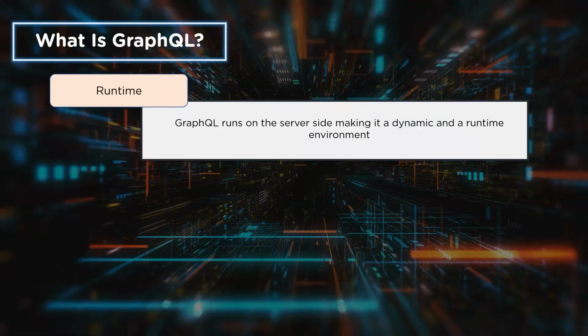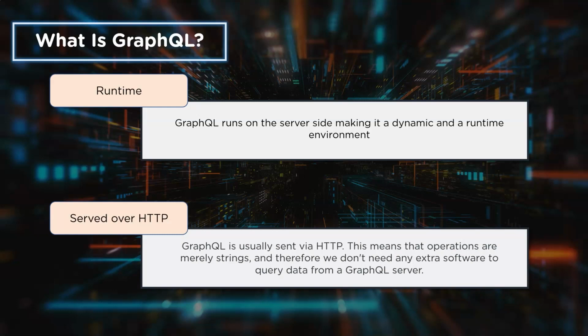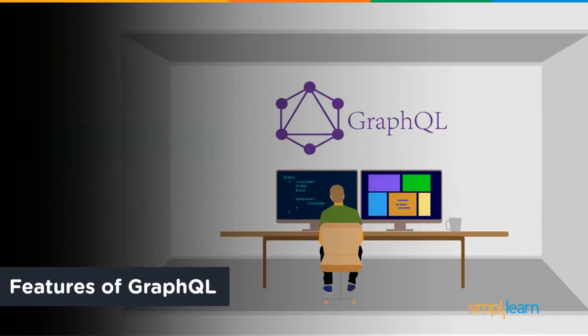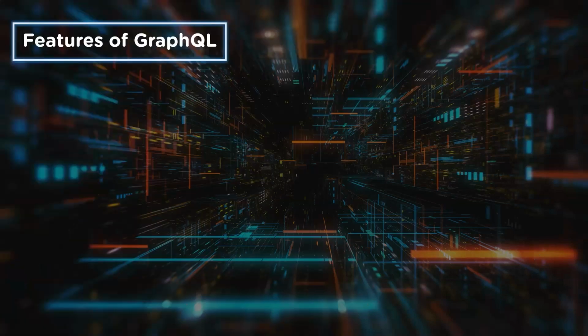Next up is that it's runtime. GraphQL runs on the server side. It makes it extremely dynamic and hence it's a runtime environment. And lastly, GraphQL is served over HTTP, which means that operations are merely strings and they don't require extra software to query data from the GraphQL server. So this was what GraphQL is. Let's look at some of the salient features of GraphQL now.